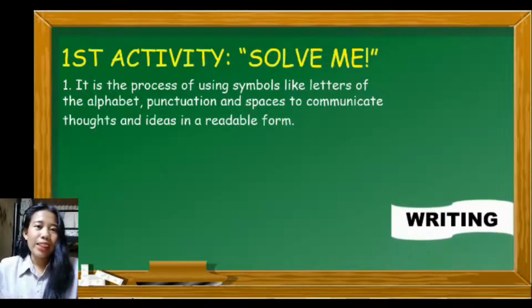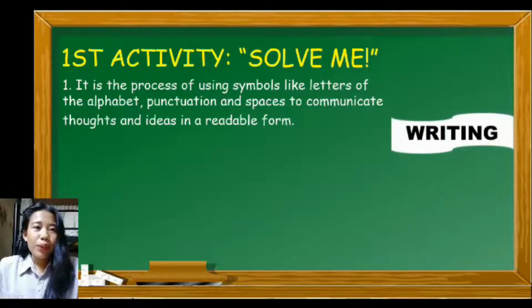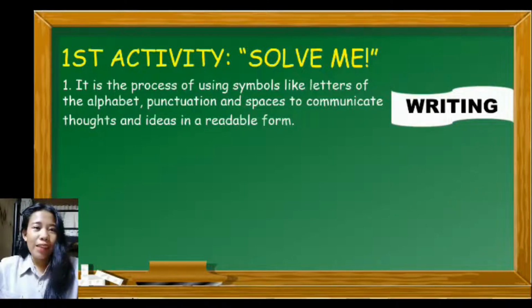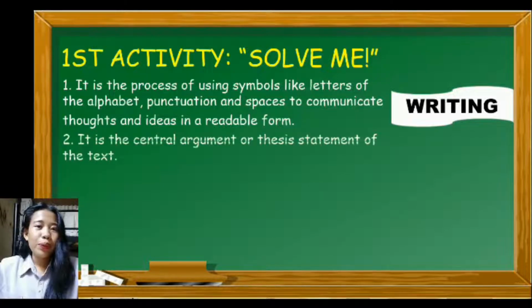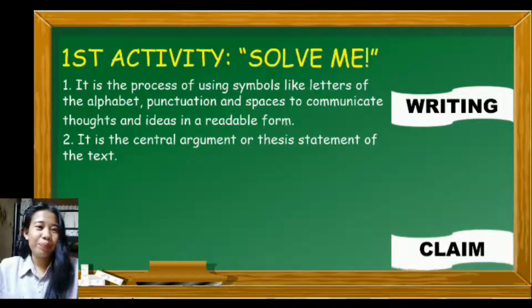So number 1, it is the process of using symbols like letters of the alphabet, punctuation, and spaces to communicate thoughts and ideas in a readable form. And this is writing. Number 2, it is the central argument or thesis statement of the text. And this is a claim.